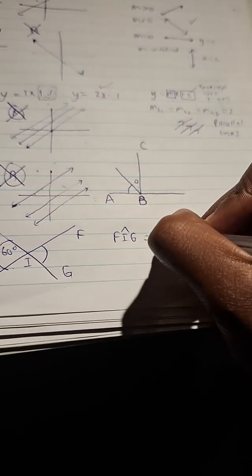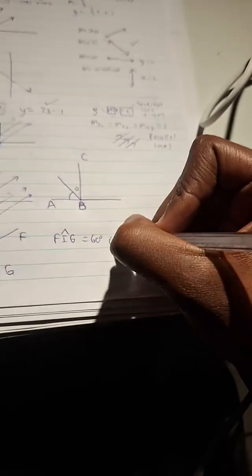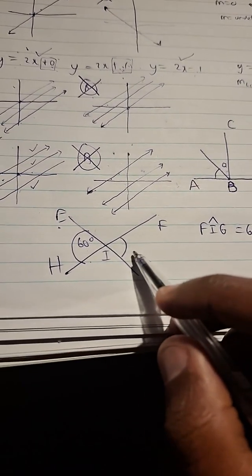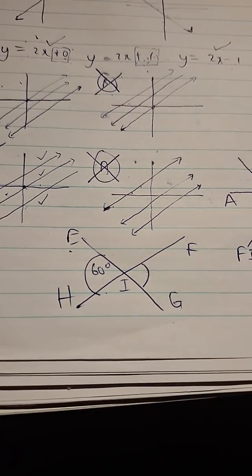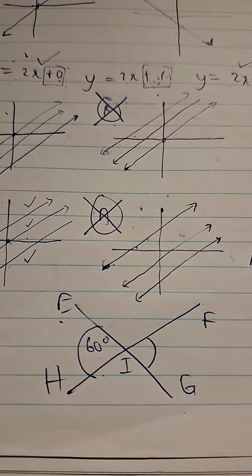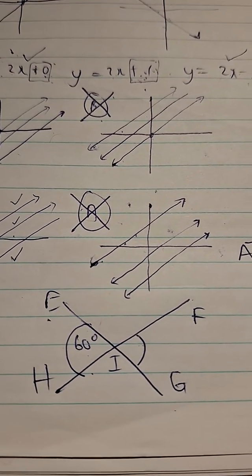So FIG is equal to 60 degrees. Why? The reason is vertically opposite angles. Please, let's not forget that. So that's why we would say the answer is option B, as we saw it in the diagram. Okay, so let's be careful about that. Okay, I hope that makes sense.